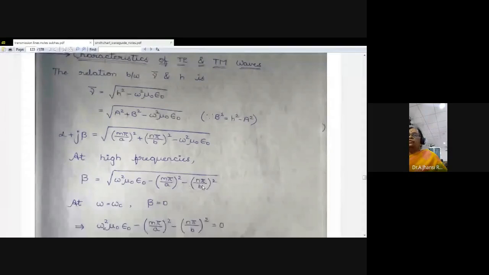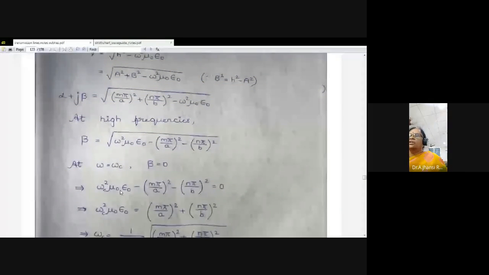Now, at the cutoff frequency, omega equal to omega c, beta equal to 0. Cutoff frequency means the frequency at which the wave propagation ceases. That means beta equal to 0. Above this frequency, the wave propagation will occur. Now at omega equal to omega c, omega c square mu naught epsilon naught minus m pi by a whole square minus n pi by b whole square equal to 0. So omega c square mu naught epsilon naught equals m pi by a whole square plus n pi by b whole square.